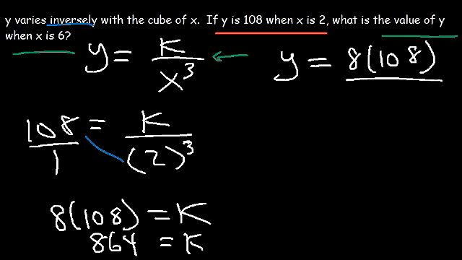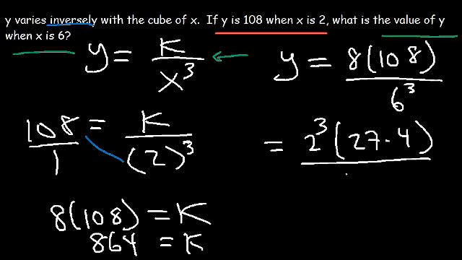And x is 6. So that's 6 to the third power. So we have 800. Actually, let's break down the large number into small numbers. So 8, we can write 8 as 2 to the third power. 108 was 27 times 4. And 27 is 2 to the third times 3 to the third.